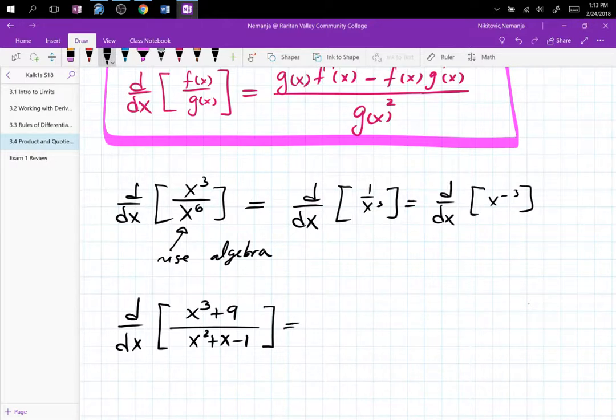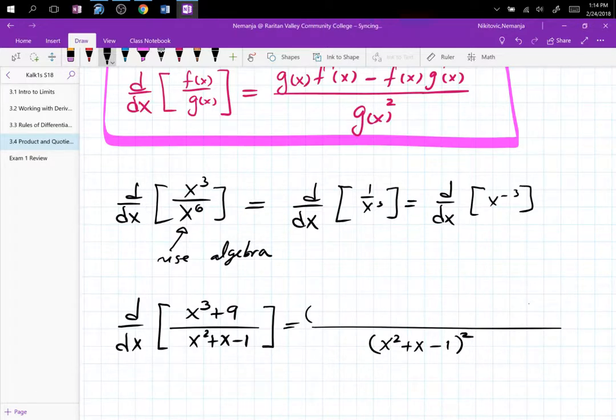And the formula simply says, take the denominator as is and square it in the denominator. And then write in the numerator x squared plus x minus 1, times the derivative of the numerator, which is clearly 3x squared. The plus 9 goes to 0 on the derivative. Minus copy the top, which is x cubed plus 9, times the derivative of the denominator, which is 2x plus 1.